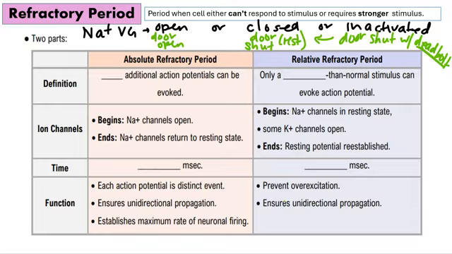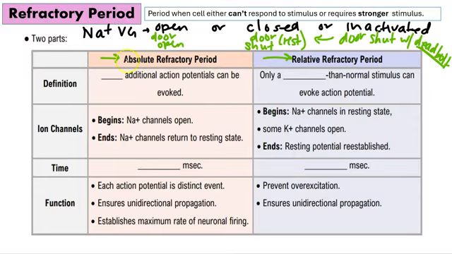So what is the refractory period? It takes place during an action potential. During this time, the cell either can't respond to the stimulus itself, or it needs a stronger stimulus to get a response. That's what the refractory period is about. There are 2 phases or 2 parts, and one comes after the other. The first phase is the absolute refractory period, and after that, the relative refractory period happens.